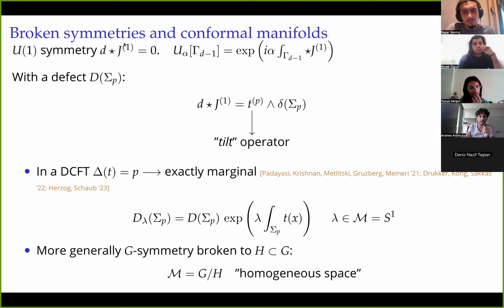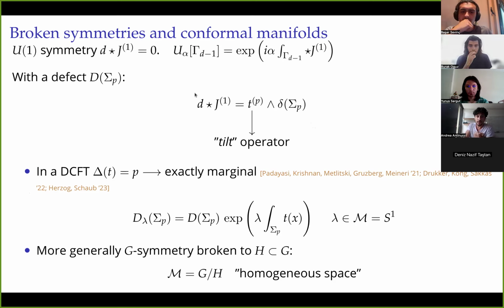So you have this standard Ward identity, but in the presence of the defect, the Ward identity is modified by a term that is localized on the defect. So you have a delta function on the defect, and this operator that is called the tilt operator, and it's an operator living on the defect. Okay? And just by dimensional counting, you can see that the dimension of this operator is exactly the same as the dimensionality of the defect.